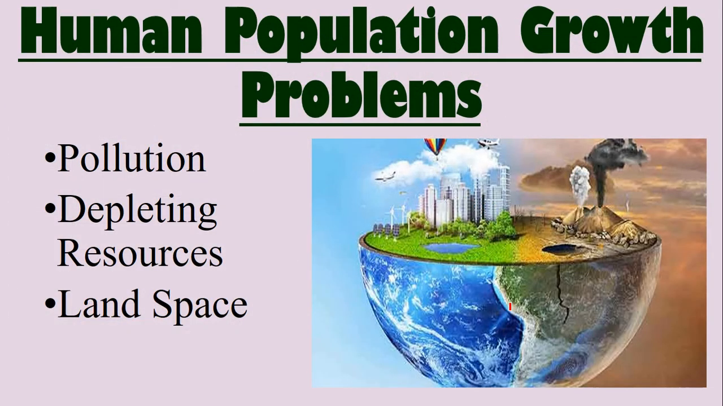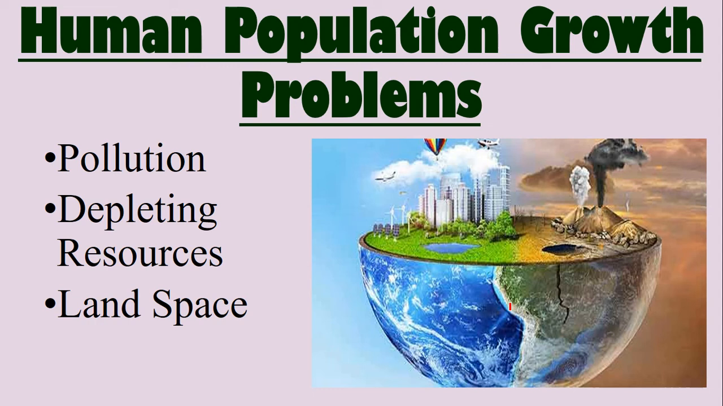Our human population growth problems. What are some problems with it? One, pollution. We're polluting the land. We're burning fossil fuels. We're causing water pollution. We're destroying resources. We're depleting resources too.